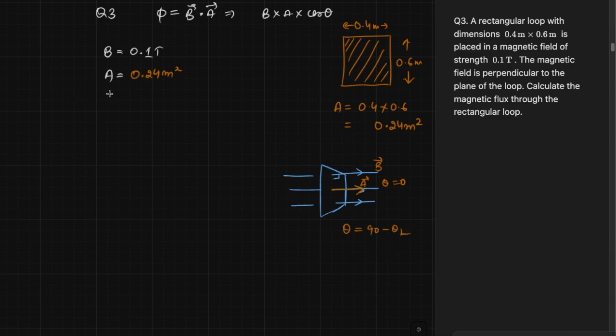So let's go ahead, and we know the third thing, the angle between B and A, that is also known now, which is 0 degree. Now we just need to put values in this equation. BA cos theta, 0.1 multiplied by 0.24 and multiplied by cos 0, which is 1. So we can say 0.024. What are the units? They are the capital W with a b, which is Webers.